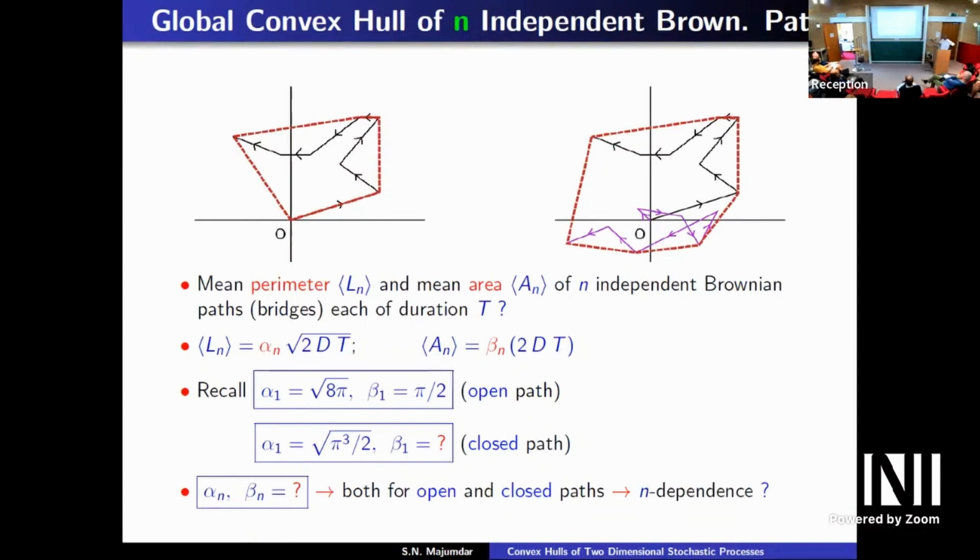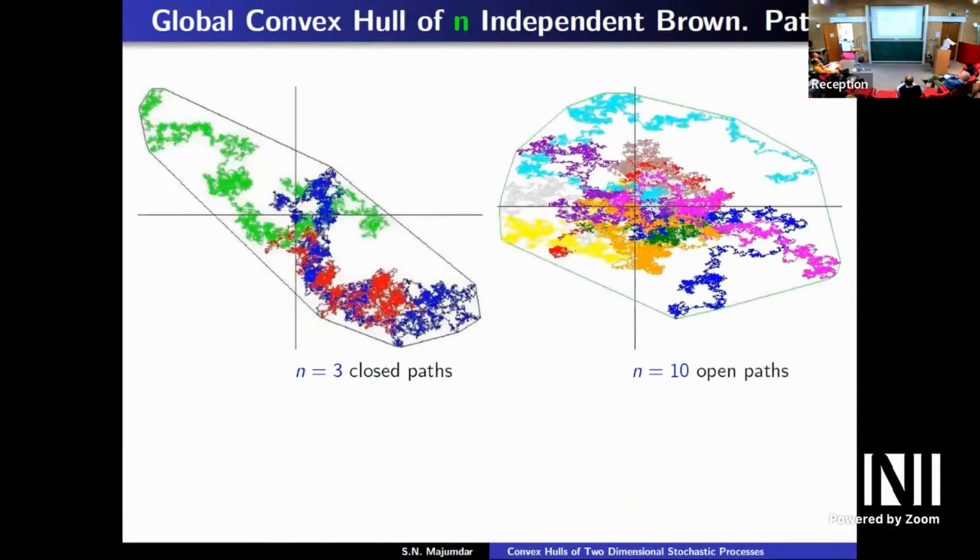In particular, you can do the simulation very quickly. And what you find, this is, for example, the picture for n equal to 3 closed paths, and this is n equal to 10 open paths. As you see, obviously you would expect it will grow with n. The question is, how does it grow? Anybody want to guess how it grows with n? We'll see. Does it grow linearly or square root, whatever? We'll see. So I hope the problem is clear to everybody. This is the first problem I want to address.